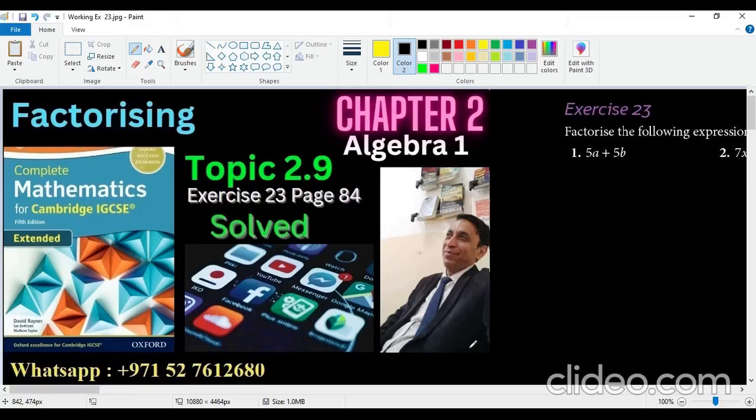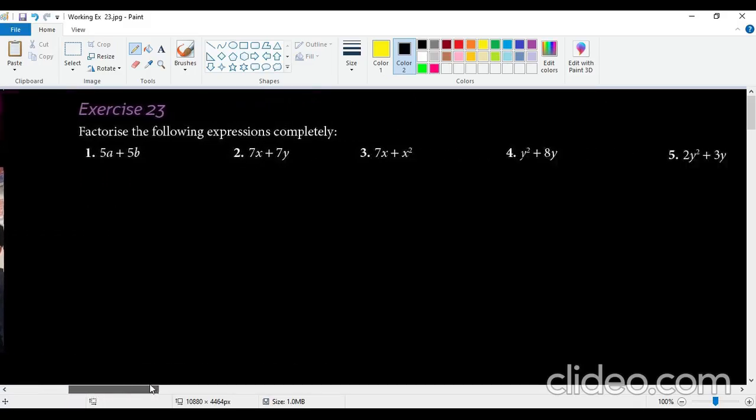Hello everyone. Welcome back to another episode, which is exercise 23 that you can find on page 84. Topic is 2.9, and this time the topic is factorization, as I promised you in the previous exercise. This is chapter 2 that covers algebra 1. Here we are starting exercise 23.